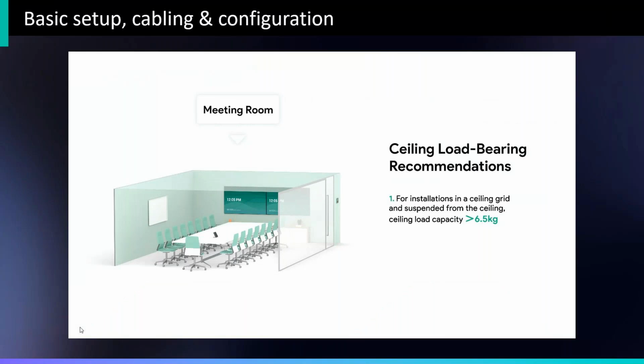Ceiling load-bearing recommendations. For installations in a ceiling grid and suspended from the ceiling, ceiling load capacity greater than 6.5 kilograms. For installation on the ceiling, load capacity greater than 7 kilograms.